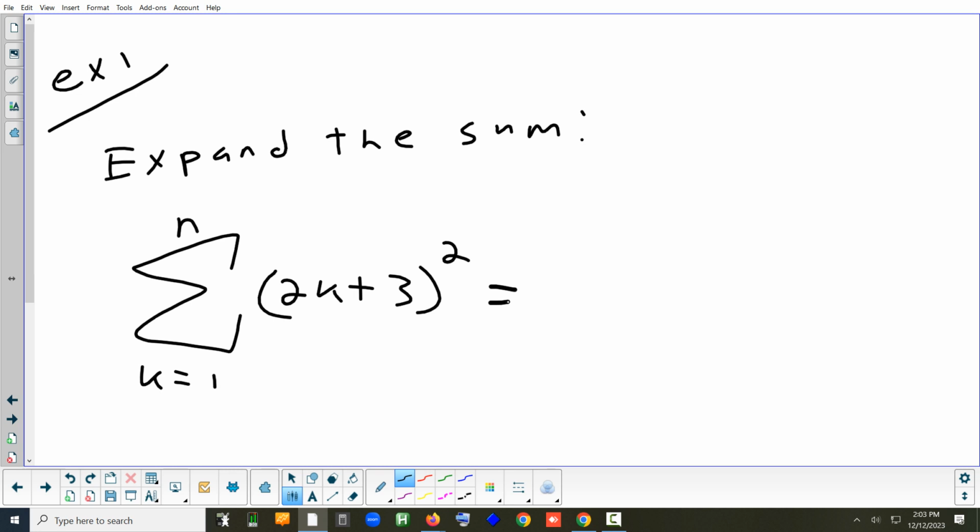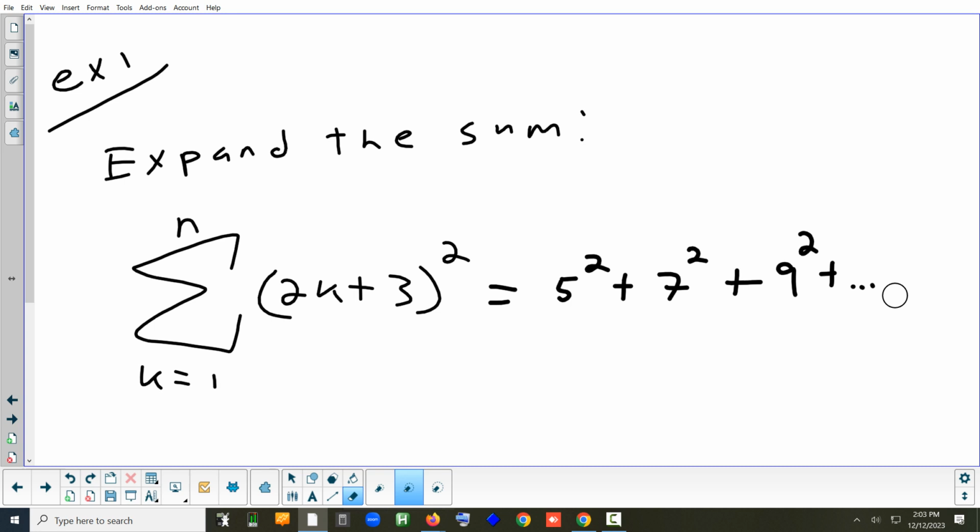All right, so let's do the first one. What's 2 times 1? 2. Plus 3? 5. So that's 5 squared. Plus, what's 2 times 2? 4. Plus 3? 7. So 7 squared. Now let's do one more. 2 times 3? 6. Plus 3? 9. 9 squared. Okay, so I get the idea. 5 squared, 7 squared, 9 squared, plus, there might be a bunch more. Should be 3 dots. And then what's the last thing you plug in for k? N. So it's going to be 2n plus 3 squared.